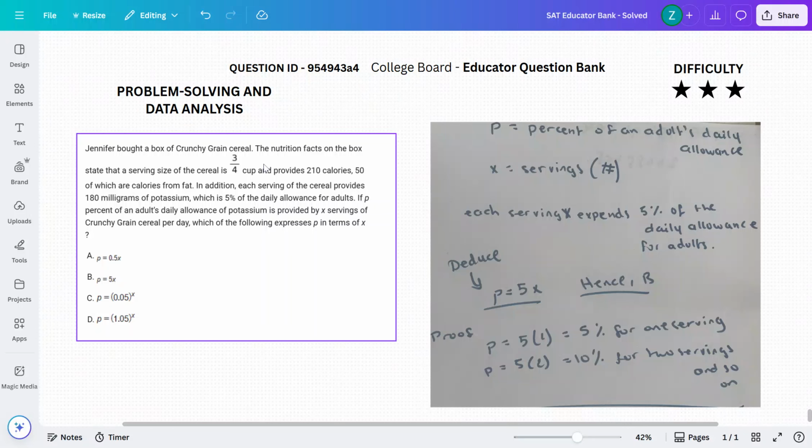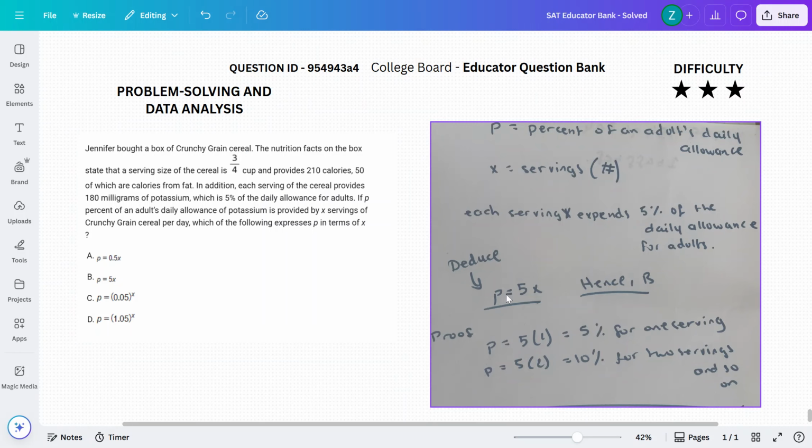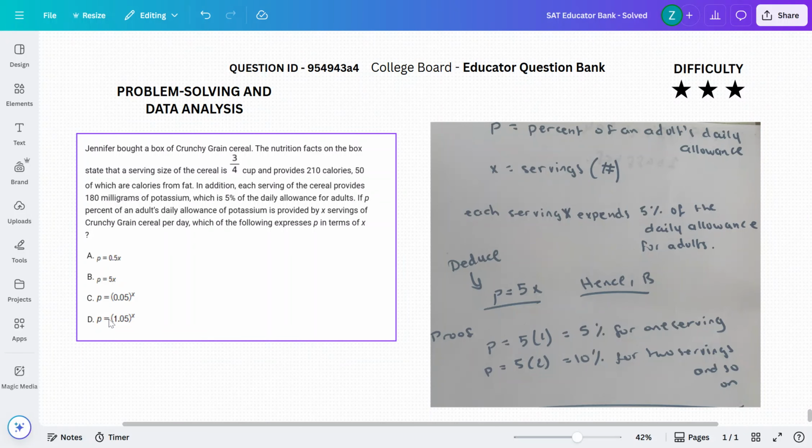So for every serving, 5 more percent is added on to the daily allowance, or contributes 5% for every serving. Hence, B is the correct answer. Simple deduction and simple proof. You could go and prove this one by one to see if it coincides with the question.